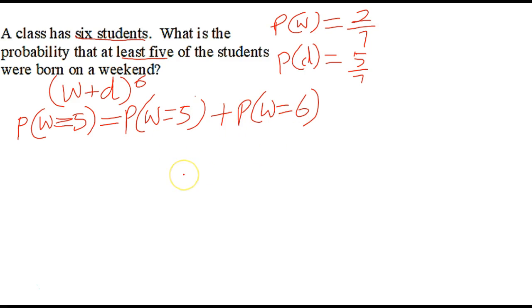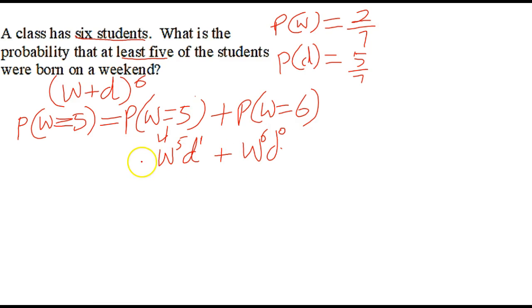And so for the probability of 5 people, that means W is going to be to the power of 5. And if 5 people are born on a weekend, how many people are born on a weekday? It's going to be 1, because it's going to add up to a total of 6. And then plus the probability of 6. So W is 6. How many D? It means nobody was born on a weekday.